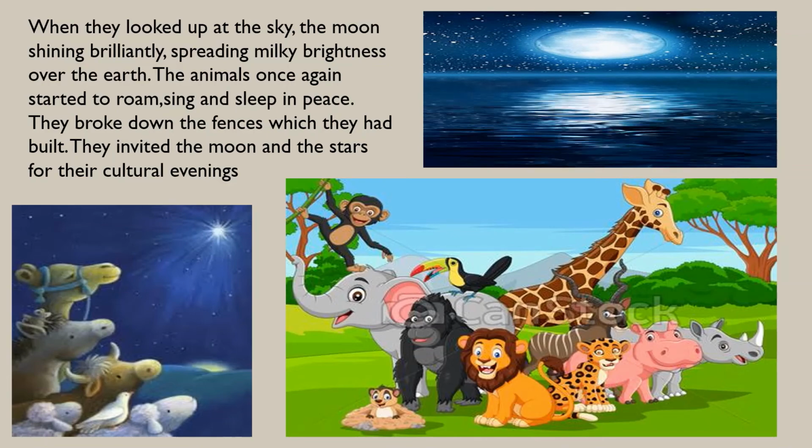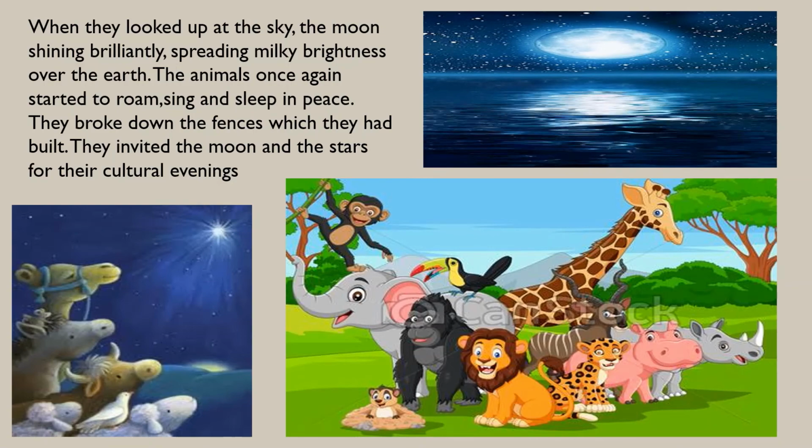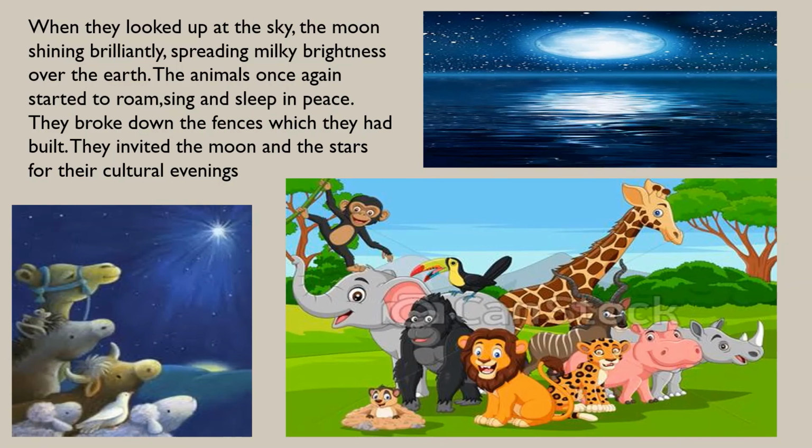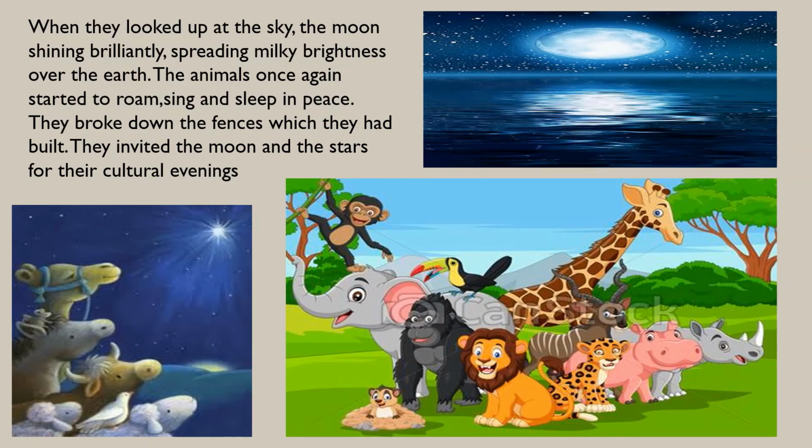Once the jackal had died, the moon again occupied its space in the sky. It shone brilliantly, spreading its milky brightness all over the earth. Now the animals once again started to reunite. They started to roam happily, sing and sleep in peace and harmony. They broke all their fences. They broke all their boundaries and limits which they kept around their properties.